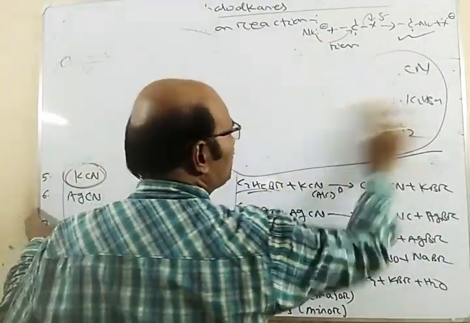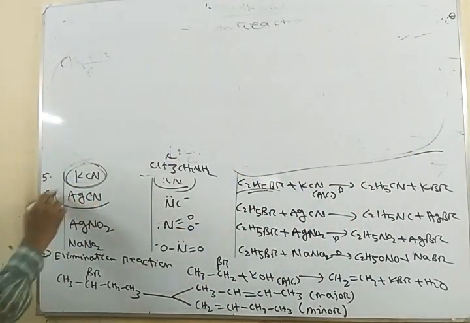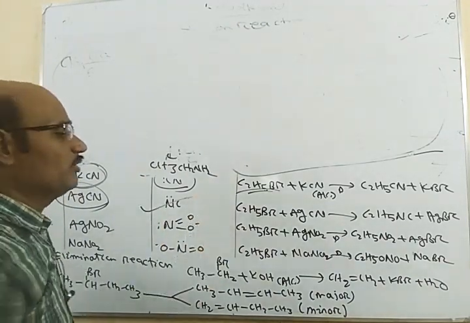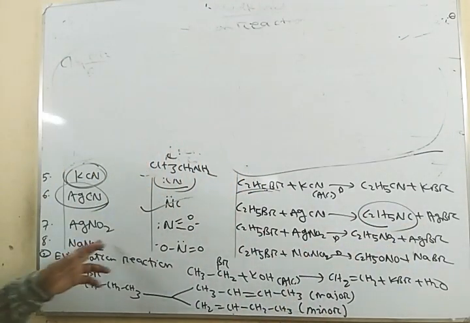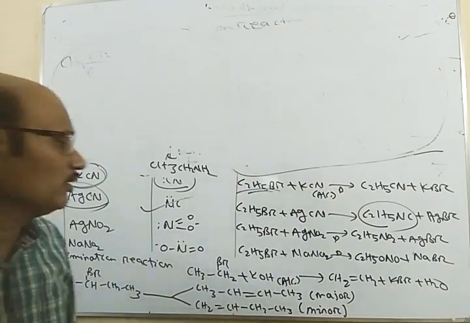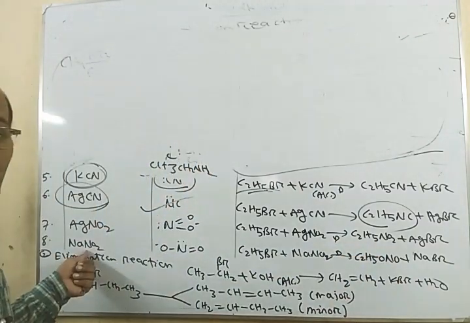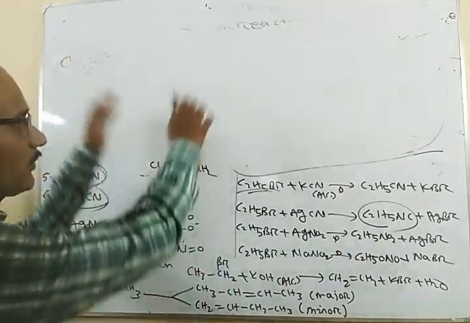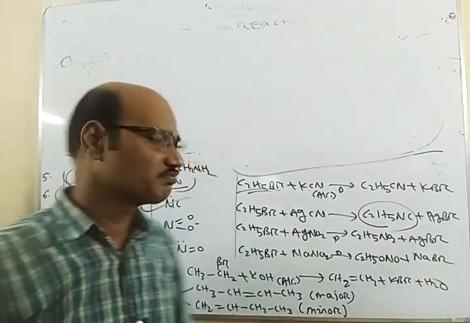So this is the application of these reactions, and questions may be asked. Now similarly, if I take AgCN, here the NC minus will be your nucleophile, and you get isocyanide. Similarly, with AgNO2, here NO2 is the nucleophile, and we are getting C2H5NO2. Then if I take NaNO2, I get the nitrite. So these are the nucleophilic substitution reactions shown by haloalkanes.